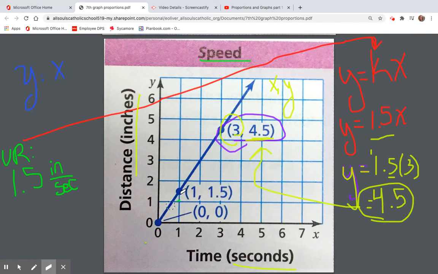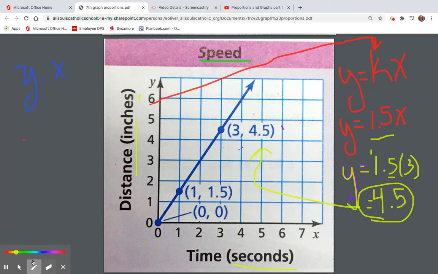Okay? Now, sometimes when we're given data points, we won't always get the unit rate given to us. It won't have pointed out, well, at 1, you have 1.5. Sometimes we'll have to actually do a proportion to figure out our unit rate. Okay? So when that happens, we're going to set up our ratio. So let's take a look. At 2, y was 3. So this data point right here, I went over 2, up 3.